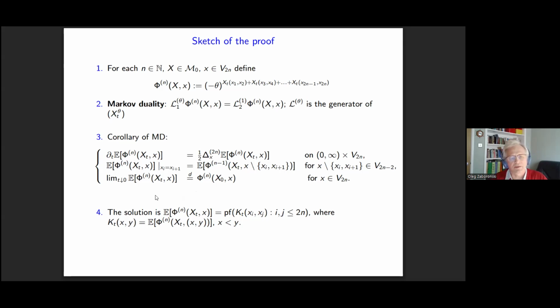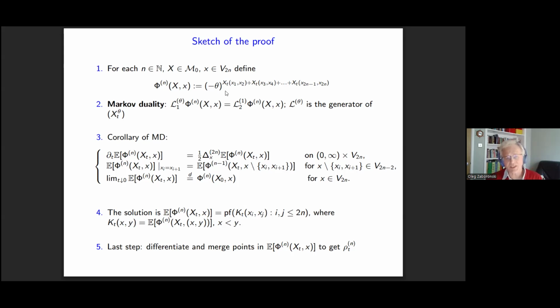Okay, and finally, now we are only getting the expectations of the duality functions. But of course, we now start taking the points. So we start taking the point x2 very close to x1, and the answer which we will get is 1 unless there is a particle between x1 and x2, in which case the answer is equal to minus theta. And that means that by differentiating the expectations of phi n and merging points in pairs, x2 with x1, x4 with x3, we will be able to get densities.